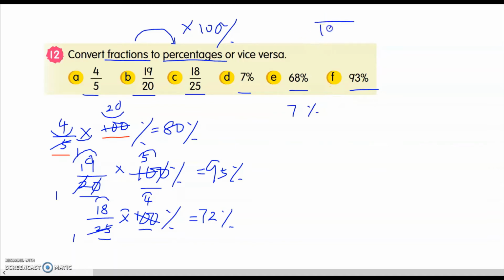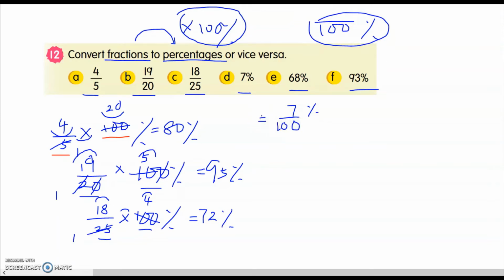That means we divide by 100%. So you see, from fraction to percentage, we times 100%. Now the other way around, from percentage to fraction, we divide by 100%. So 7 over 100.